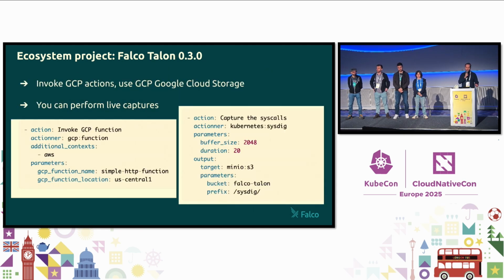And we have also a new addition to the features of Falco Talon. People were very excited about the response engine of Falco. It's a response engine that's Kubernetes-native. You can tell when something happens, please do this action. And right now you can invoke GCP actions and use GCP Cloud Storage, because before they were more centered on AWS. And you can perform live captures.